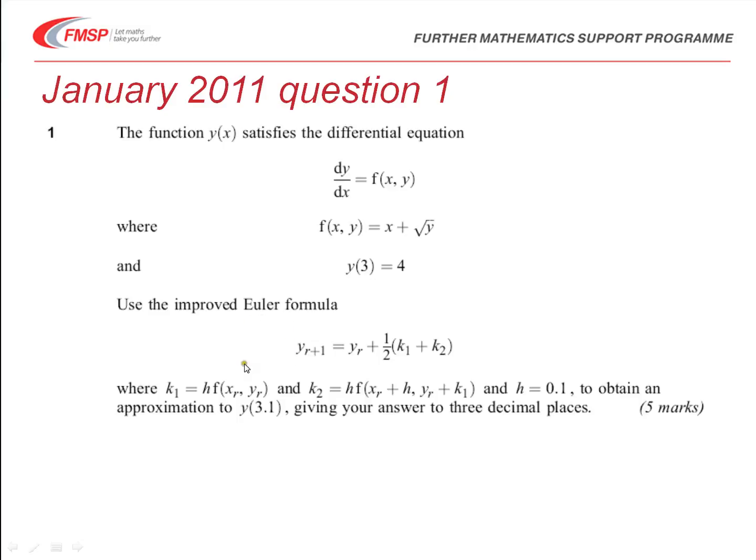And as in previous exam questions, they have stated clearly the formulas that you are required to use in order to be able to apply the improved Euler's method, and the step we've been given is 0.1, so 0.1 onto x is 3 will take us to the value x equals 3.1, so it's just one application in order to find the value of y when x is 3.1.